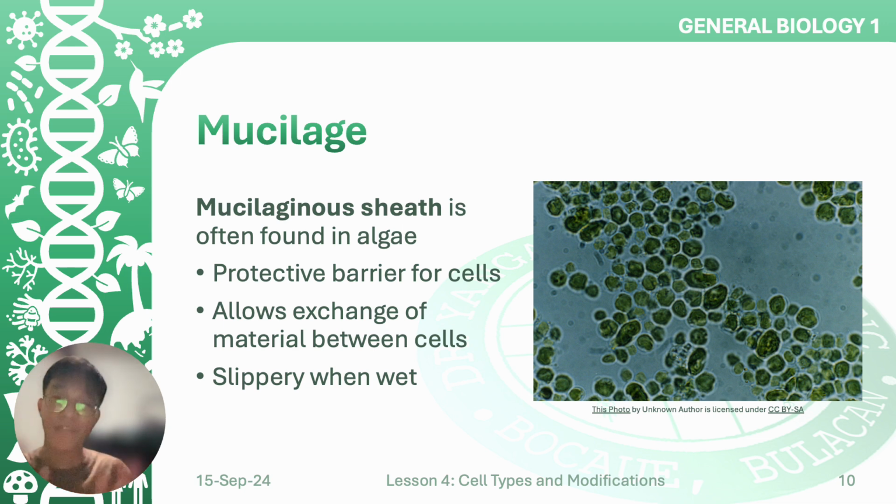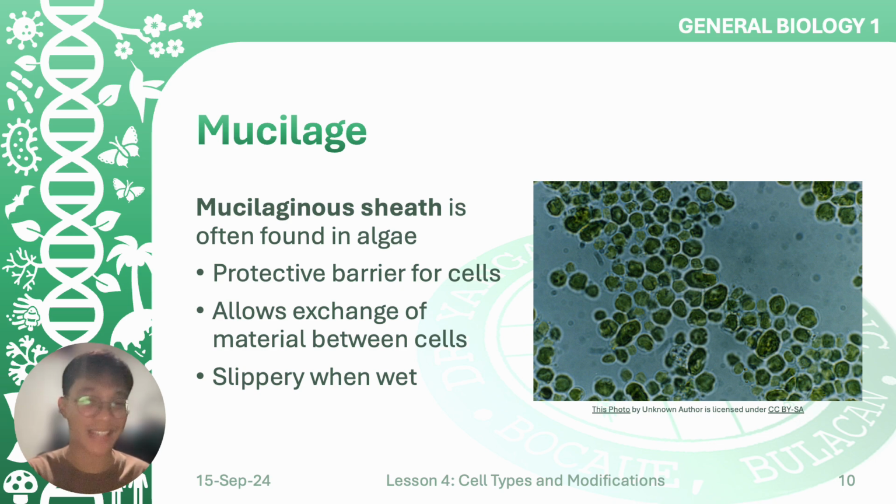Now, the mucilage are being formed as an outer covering of the cells. Now, these are found outside the cell walls and act as a protective barrier for all the cells. It allows the exchange of material between the cells that are enclosed inside this mucilage, and at the same time, when it is wet, they tend to become slippery. So when you go through floors that are covered with algae, and sometimes when it is raining, you will notice that the floor becomes slippery. You know, it's a rough floor made up of concrete, but because of algae, they tend to become slippery when it is wet.